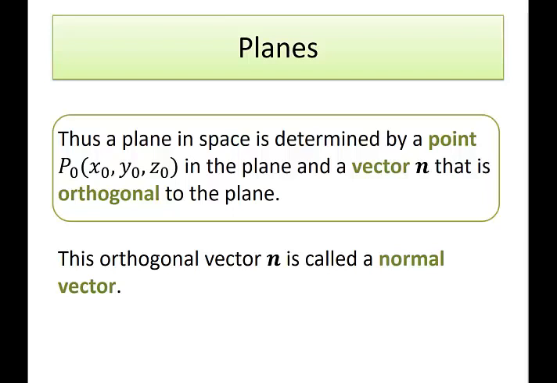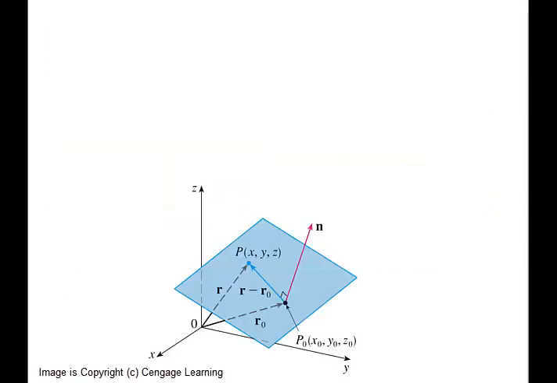So, in order to find the equation of a plane, we need a point P naught, which is in the plane, and a vector n that is orthogonal to the plane. Here is a picture of a plane in blue, and you see the point P naught, which is a point in our plane, and the vector n, which is perpendicular to the plane.